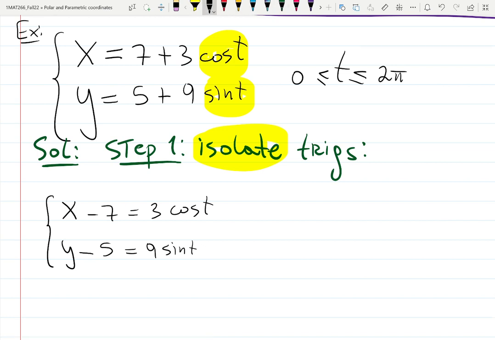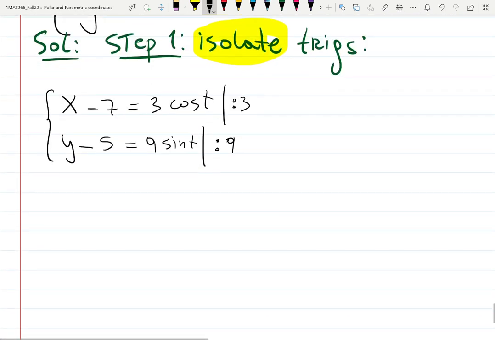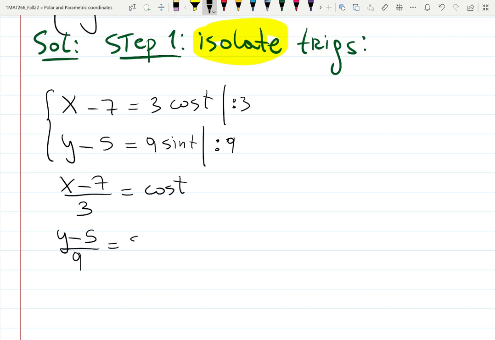So we're going to divide by 3, and we're going to divide by 9. X minus 7 over 3 equals cosine t, and y minus 5 over 9 equals sine t. This is a nice isolation. I have cosine and sine standing by themselves, on the left or on the right, doesn't matter, but they are isolated. And now we're going to do the same idea: square both sides and add. Cosine squared plus sine squared gives you 1.